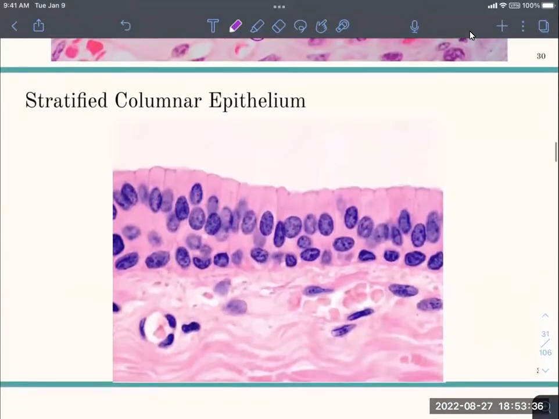And here's our stratified columnar epithelium. We notice these cells at the bottom are more cuboidal, but it gets its name because the top layer of cells are columnar. That's what makes it stratified columnar: the top layer is what gives it its specific name.